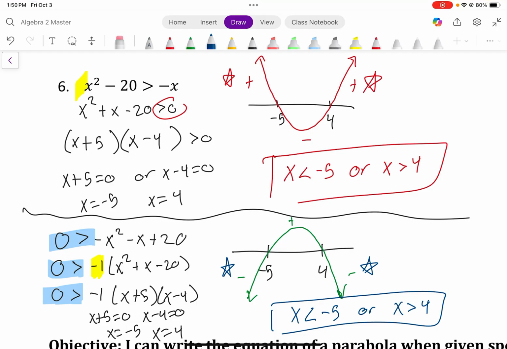As long as you keep your symbols in the correct orientation, you just have to make sure you are paying attention to, is the thing I'm looking for less than or greater than 0, or is 0 greater than or less than the thing that I'm looking for? They're very similar statements, but they are in fact slightly different. So just make sure you're very, very careful.